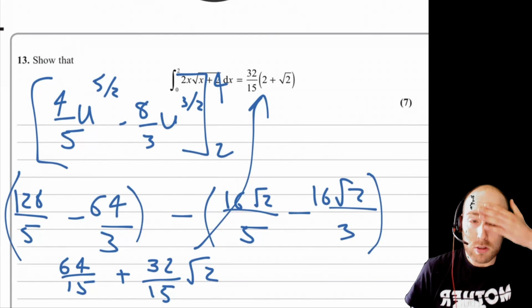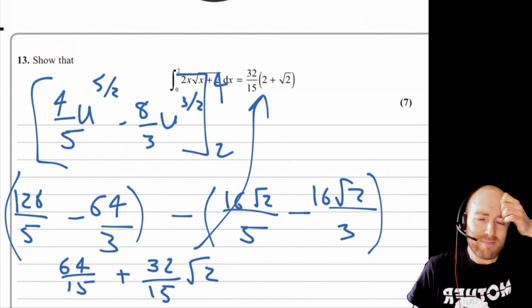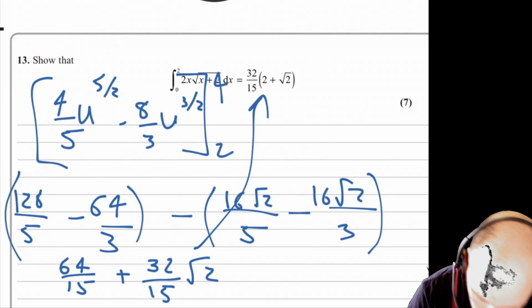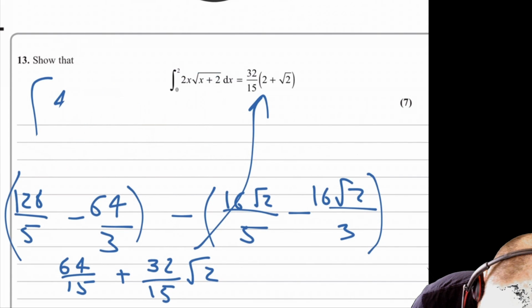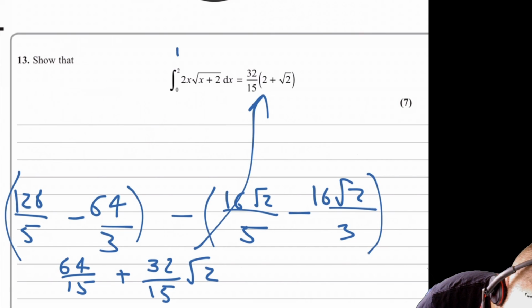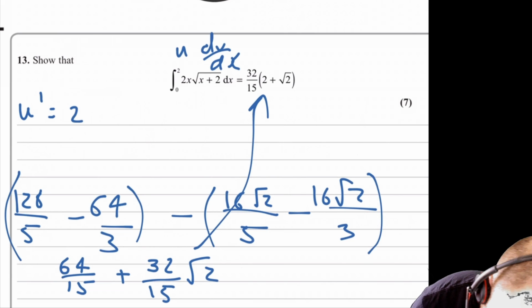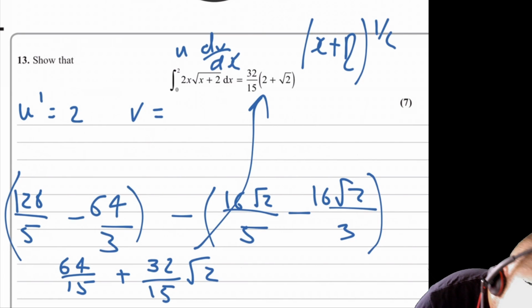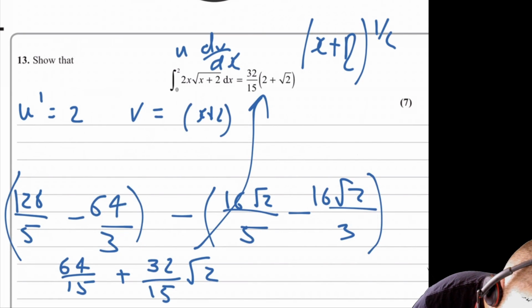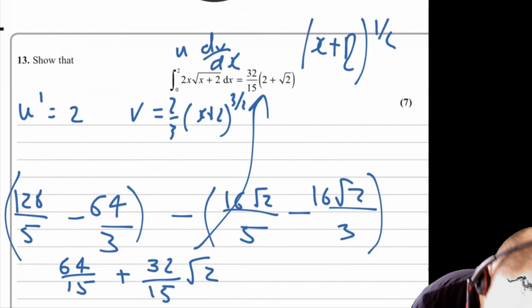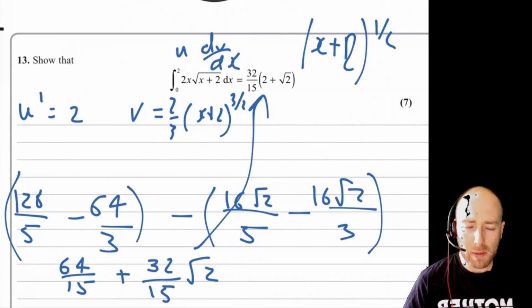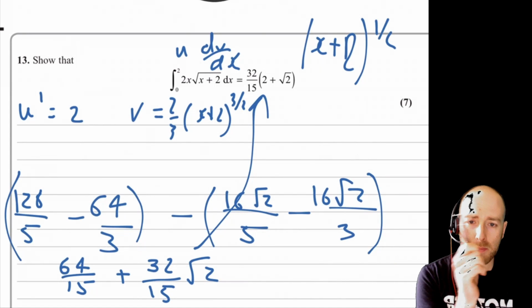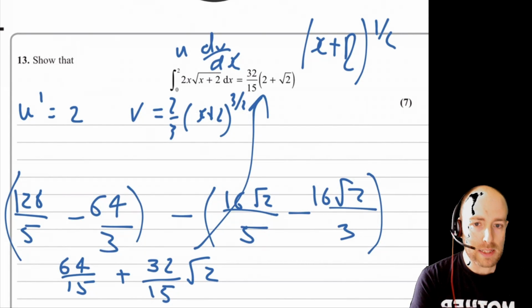Cool. So if you want to do it by parts, I don't think we have time, but real quick, I'll show you the basics of it. By parts, u will be the first bit, dv will be the second bit. u dash is 2, v would be, well, if dv is x plus 2 to the half, power goes up, x plus 2 to the 3 over 2, divide by that, you get 2/3 there. Put it all into the by parts equation and simplify, and you should get the same second to last line.